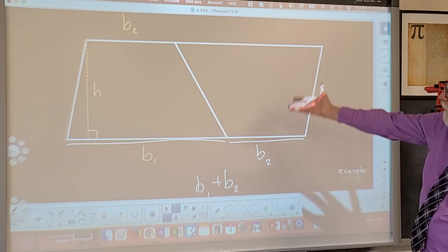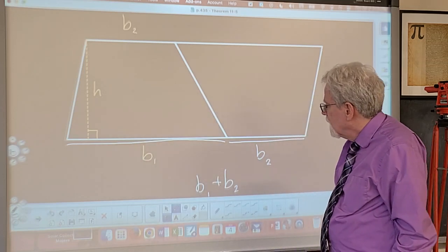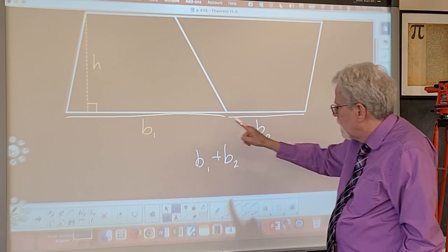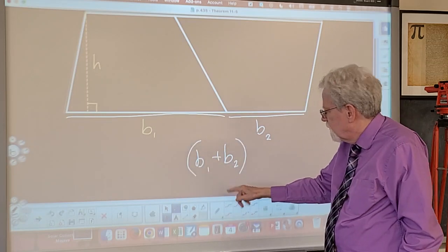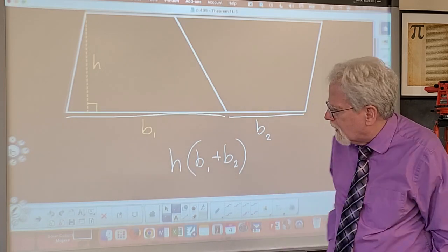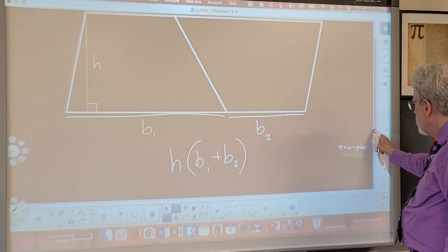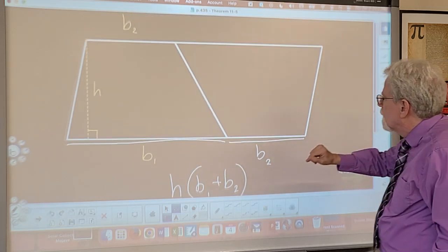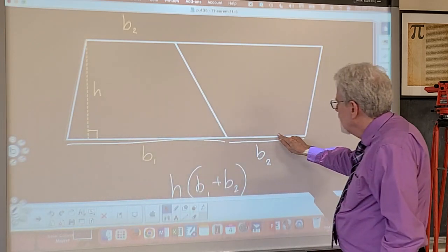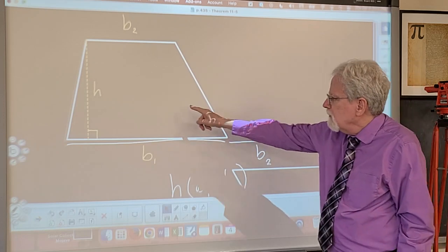And what's the height of this parallelogram? Oh, it's just H, isn't it? Yep, it's just H. So the area of this whole thing is the base, B1 plus B2, times the height. That's how you do the area of any parallelogram: base times height. But wait just a moment. I know what you're going to say. You're going to say that we don't want the whole thing. We only want half of it.